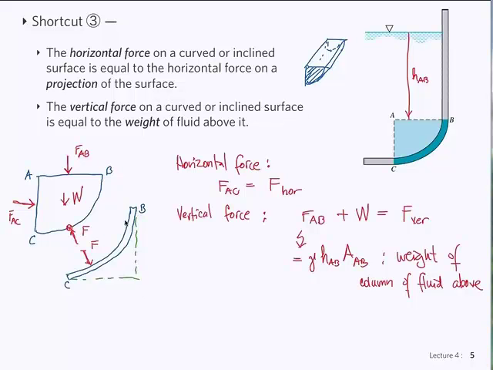On the other hand, the vertical force on the curved or inclined surface is equal to the weight of fluid above it. And sure enough, we have the weight of fluid inside this little volume that we've isolated plus the weight of column above. So it's the weight of all the fluid above. That's the vertical direction. Clear? So that is for curved surfaces, our third little shortcut.